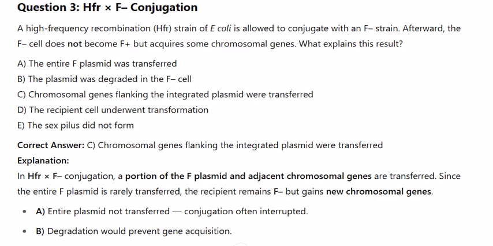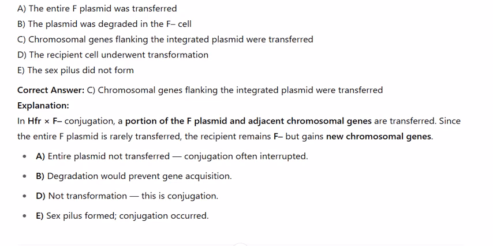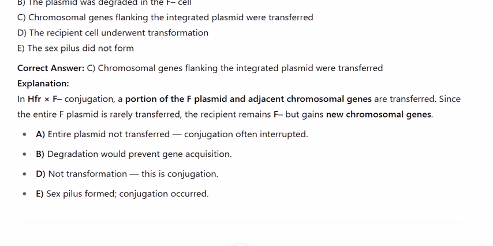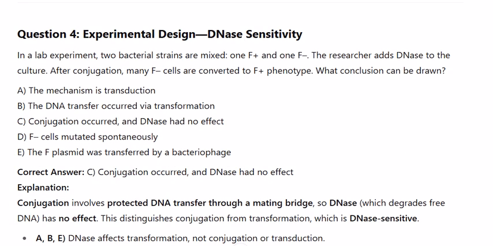A. The entire plasmid is not transferred; conjugation is often interrupted. B. Degradation would prevent gene acquisition. D. Not transformation, this is conjugation. E. The sex pilus formed, and conjugation occurred. Question 4. Experimental design, DNA sensitivity.